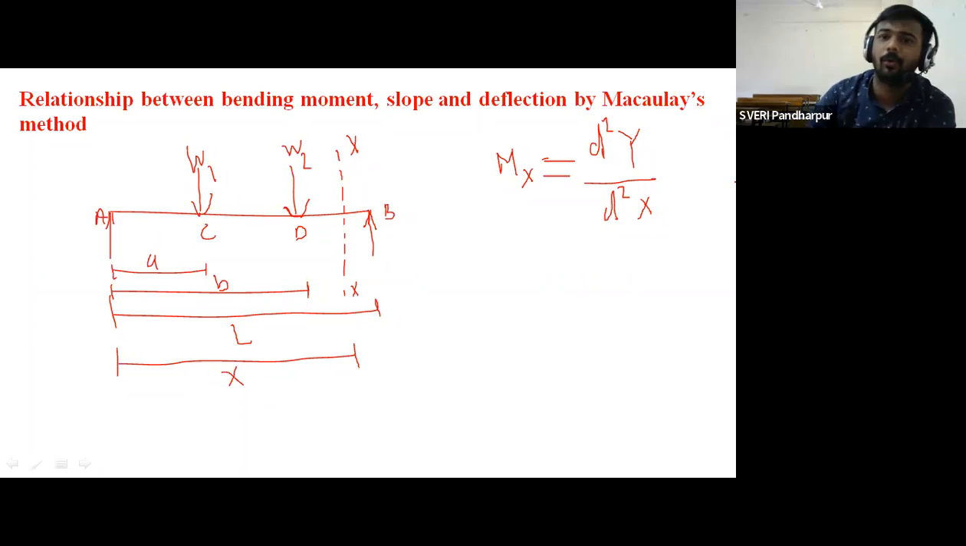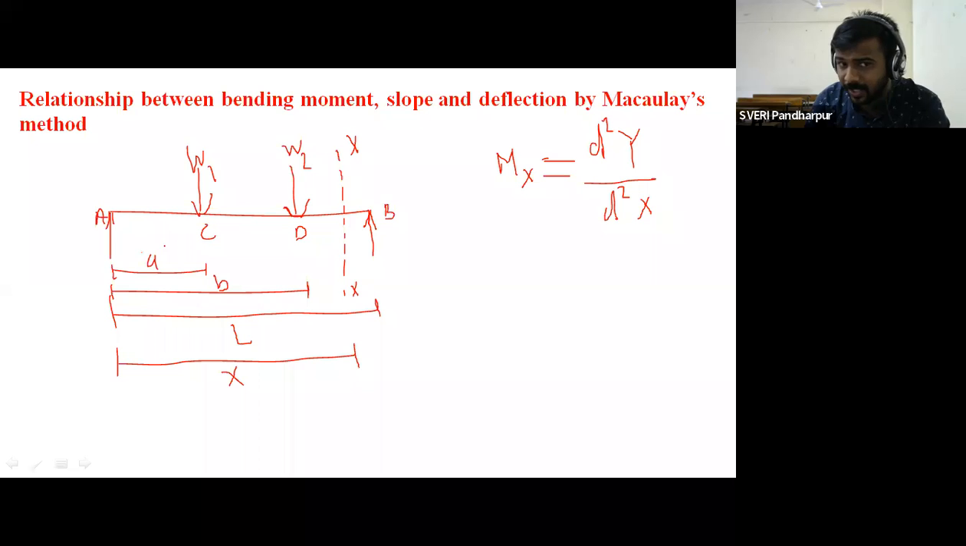Okay, so now by using the Macaulay method, we have to understand the relation between bending moment, slope, and deflection. I have already told this while starting this particular chapter. If your beam is subjected to loading, the bending of the beam takes place in the downward direction. That bending moment, bending stress, and shear stress we have calculated in the chapter on bending stresses and shear stress.